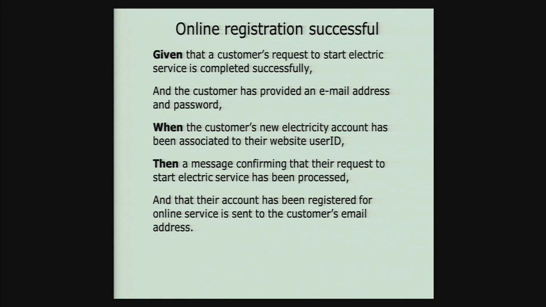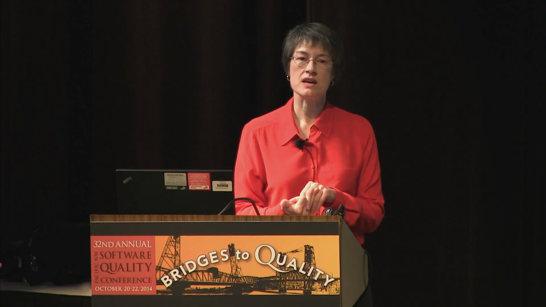So given that a customer's request is completed successfully and the customer has provided an email address and password, when the customer's new electricity account has been associated to their website user ID, then a message confirming that the request to start electric service has been processed and their account's been registered for online service is sent to the customer's email address. So the interesting thing about this method is that it really just uses plain English.